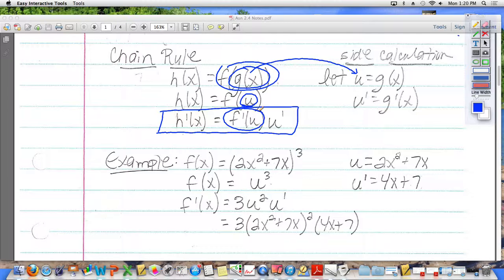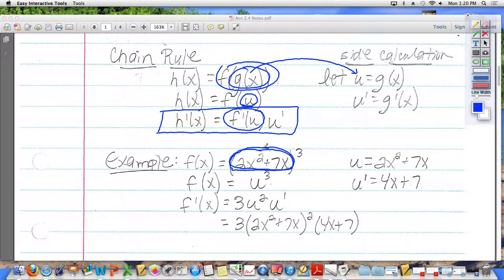So, an example, f of x is equal to 2x squared plus 7x cubed. Do you have this in your notes? Okay, 2x squared plus 7x to the third power. Do you see a function hidden inside of another function? In other words, do you have a function put to a power? Yes, you have 2x squared plus 7x put to a power. This is the thing that you're going to go over to the side and call u.